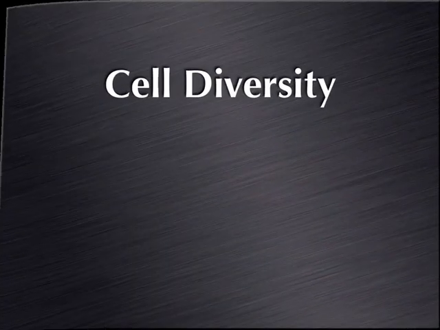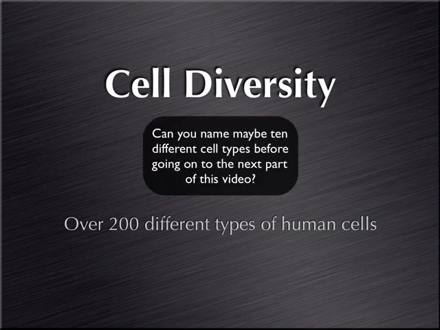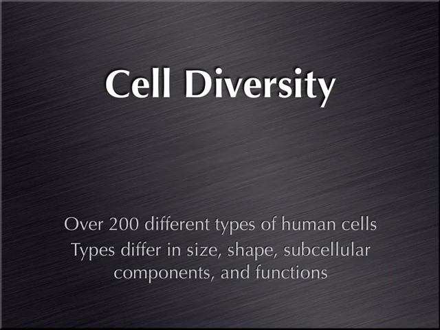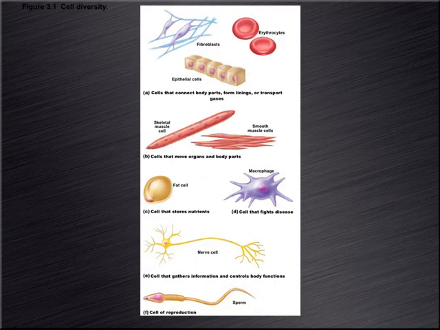So let's get started. Cells are actually quite diverse. There are over 200 different types of human cells in the body, and while we won't go over all 200 of those, we will learn quite a number of cells in the body. They differ in their size, their shape, what we find inside them, and what they do. They actually have quite a range of jobs. So let's look on this page at a few discrete kinds of cells.